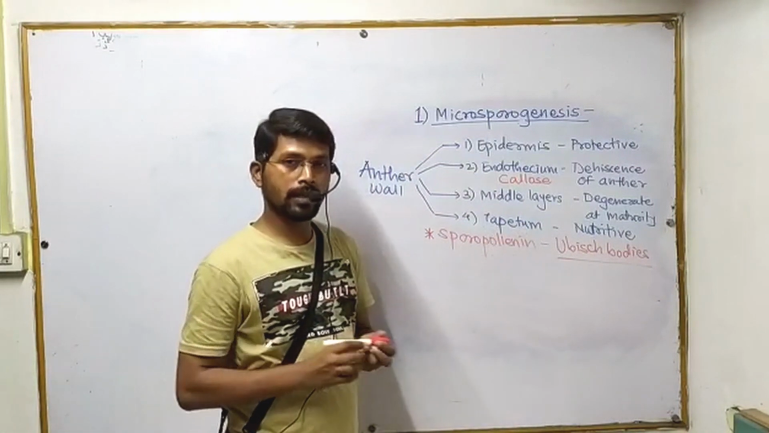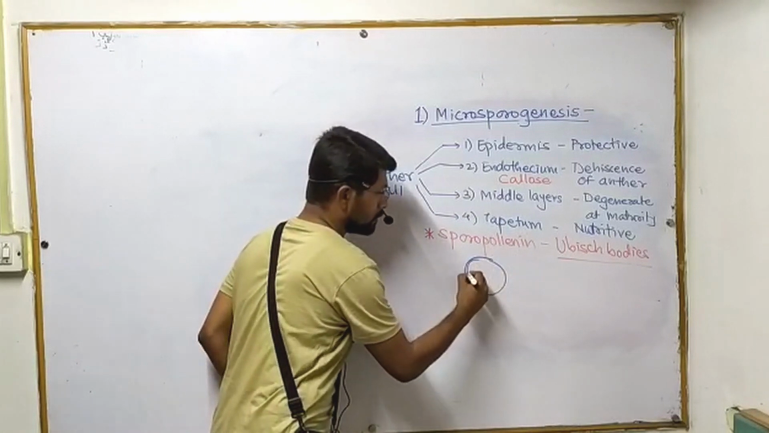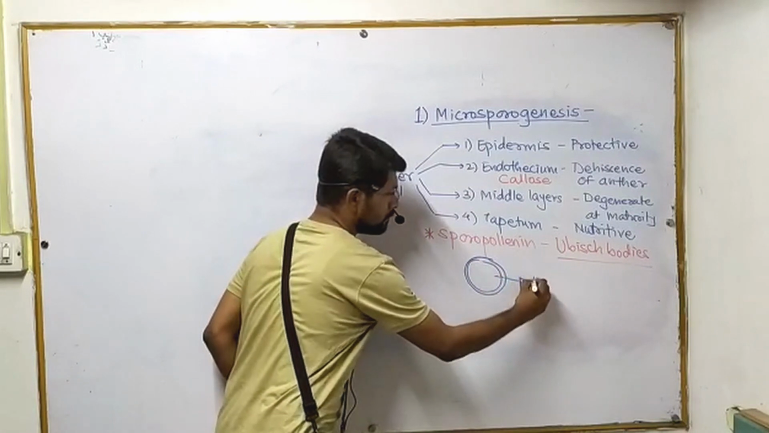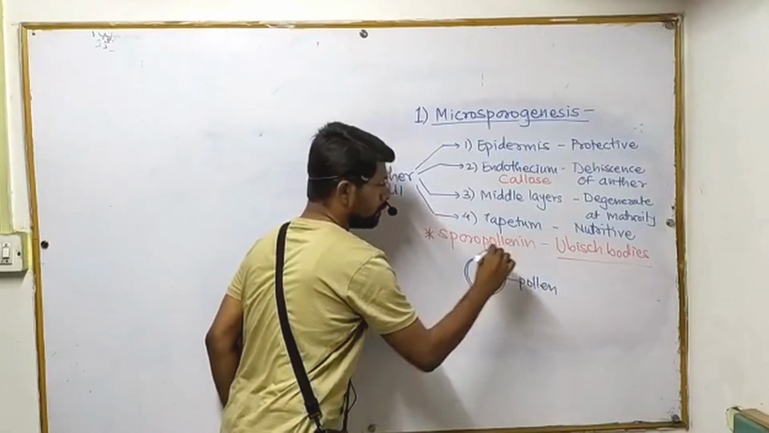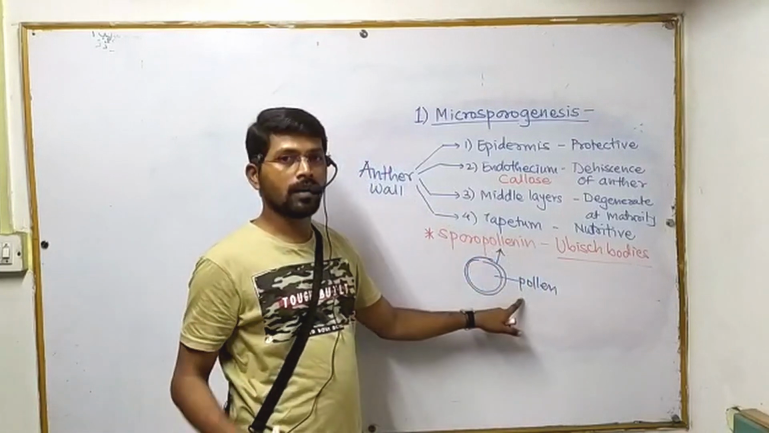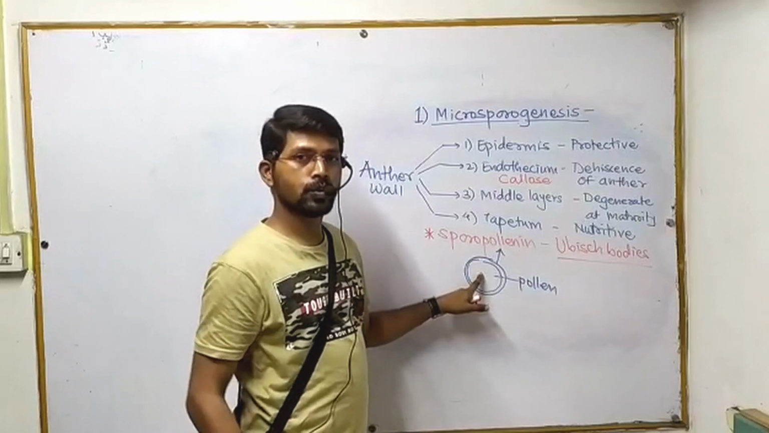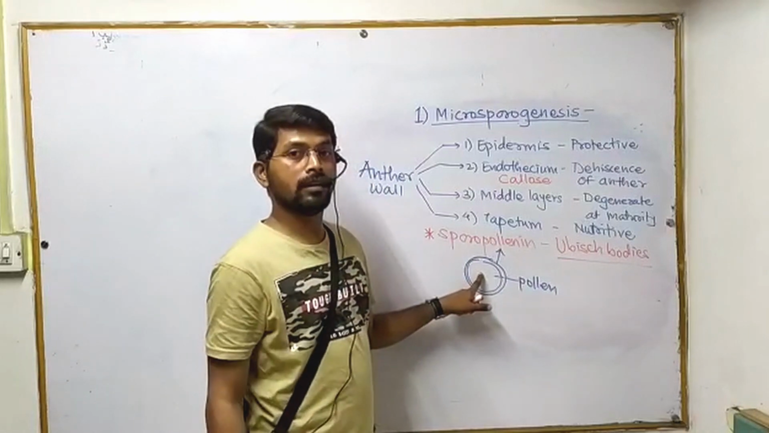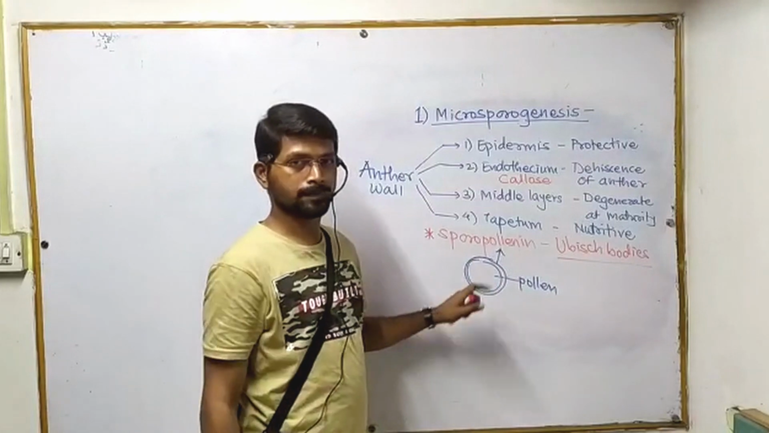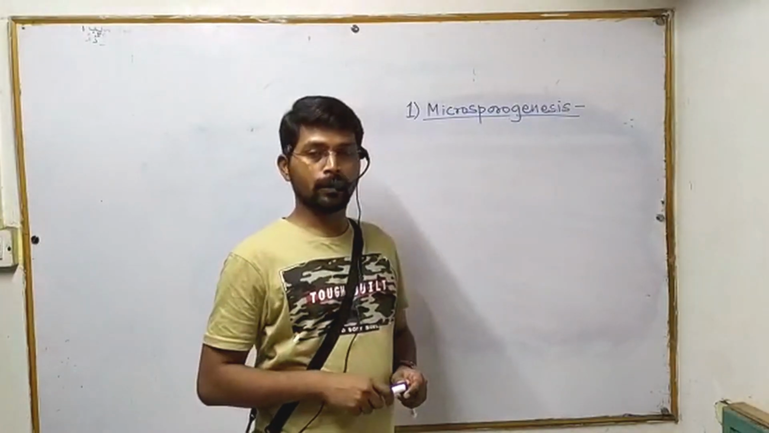This toughest biochemical compound forms the tough layer around the pollen. So this is the pollen grain, and the outermost coating of the pollen shows the presence of sporopollenin, and it makes the pollen hard and non-degradable, and therefore pollens are preserved for a long time, even in fossils, as they are. In this way, we have studied the site of microsporogenesis.